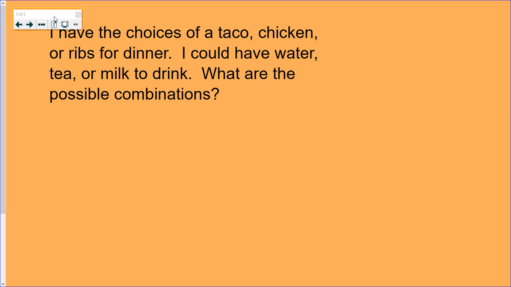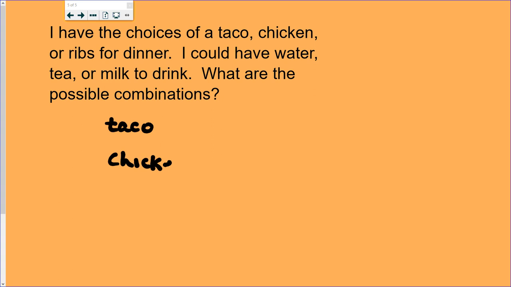Last situation we have today in our lesson. It says, I had the choice of a taco, chicken, or ribs for dinner. I could have water, tea, or milk to drink. What are the possible combinations? And in this, what we want to do is use a tree diagram, okay? What we would do is take our food choices: taco, chicken, and ribs. So we have 3 possible foods.